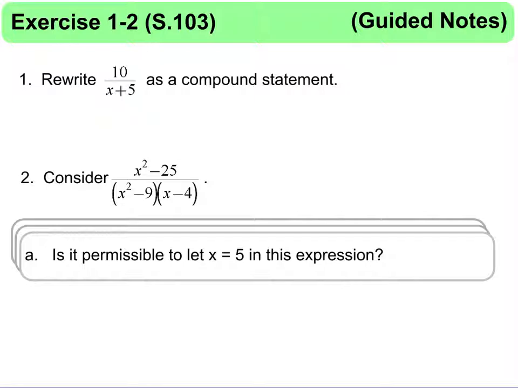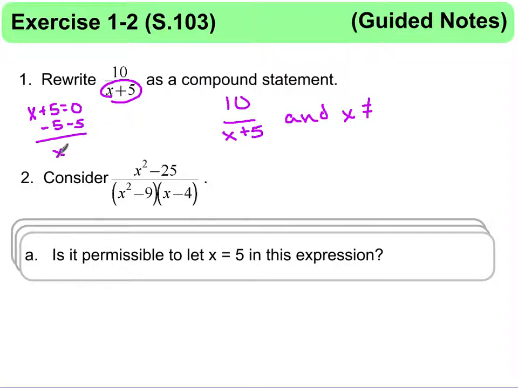If we look at question number 1, it says rewrite 10 over x plus 5 as a compound statement. When we look at it, we've got the 10 over the x plus 5, and what we want to be able to say is what x cannot equal. Students will take that denominator, the x plus 5, and set it equal to 0. Then I'll subtract 5 on both sides, and so x cannot equal negative 5.